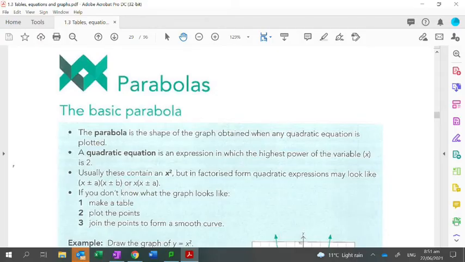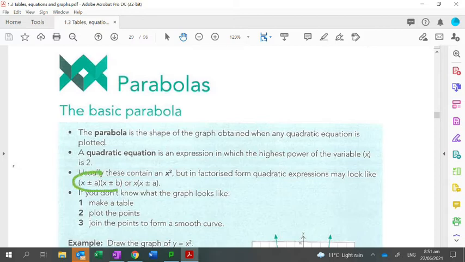So let's just recap in case you're interested in looking at the way the book puts these things. A parabola is the shape of graph when you get a quadratic equation. It's any quadratic equation. A quadratic equation is an expression where the highest power of the variable is 2. You have to be careful because sometimes it'll say x squared, but sometimes it'll give that in other formats.